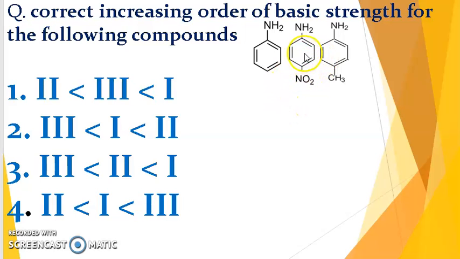It will withdraw the electron from the other group. What happened? It will decrease the basic nature in that group. So this is what happened in the particular group, decreasing the electron density in the rest of the molecule. This is what happened in the particular compound, that means the second compound.